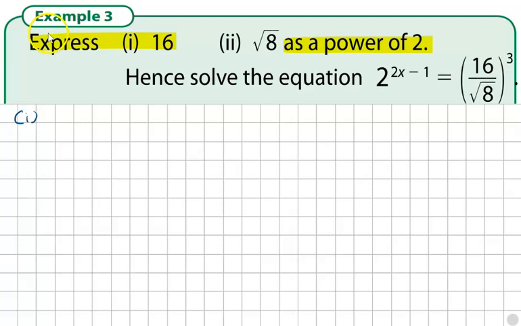So part 1, express 16 as a power of 2. So 16 is equal to 2 to the power of 4, because 2 by 2 by 2 by 2 is 16.